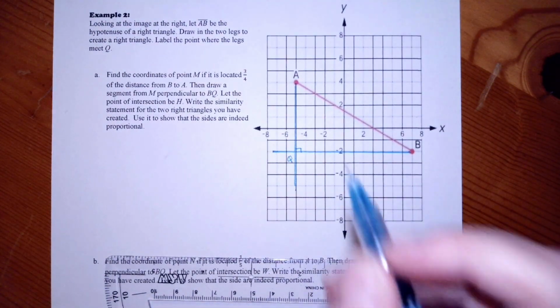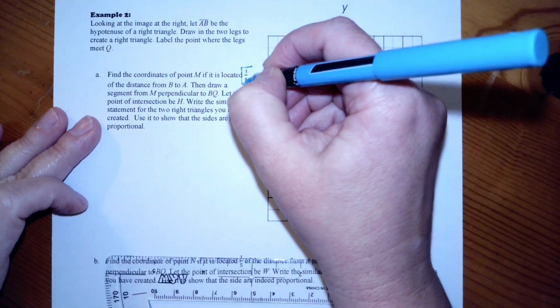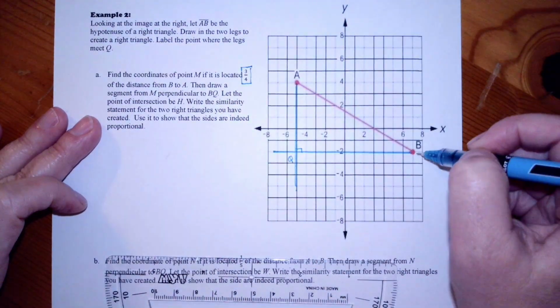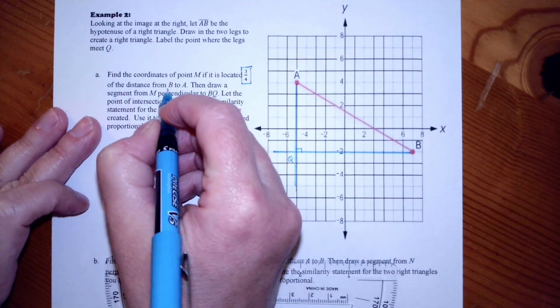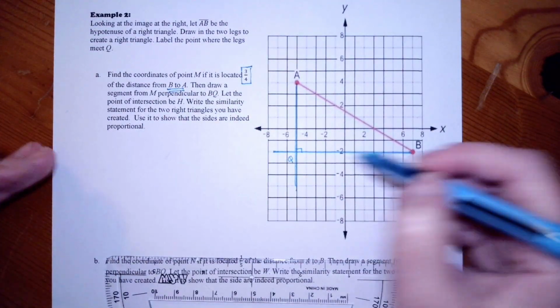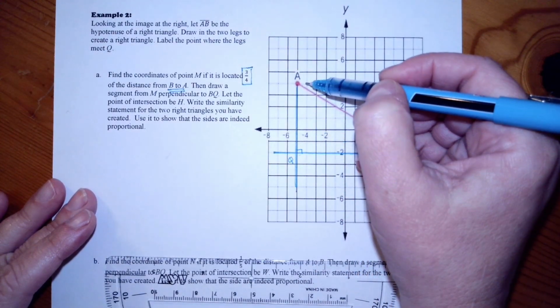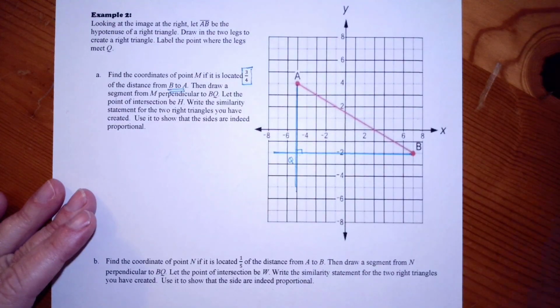All right, we would like to find M, and it's supposed to be located 3/4. We're going to notice that point, 3/4 of the distance from B to A. So we're also noticing this, B to A. So as I'm traveling from B to A, we're going to notice that I would go left and I would go up. All right, so we're going to start it the same way we did on the front.